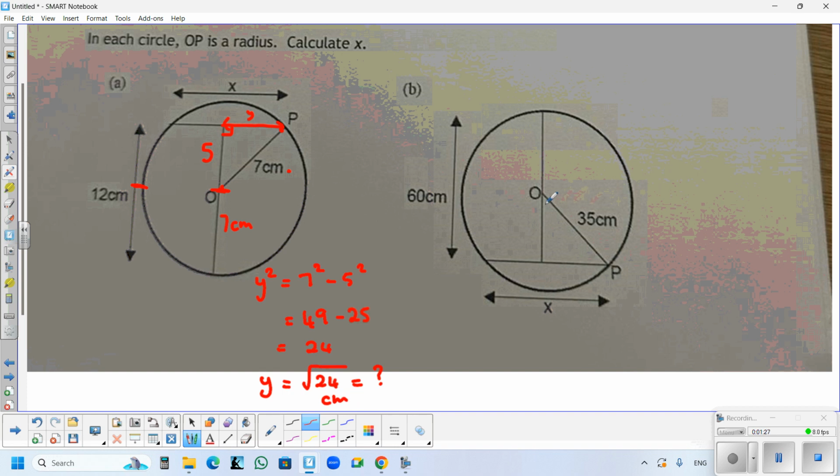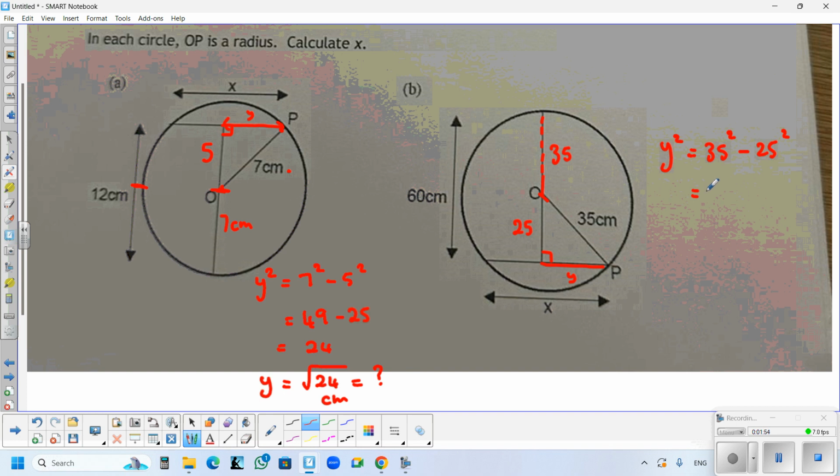This one's exactly the same. The radius is 35, so there's a radius as well. So that's also 35. From there right the way down to the bottom is 60, so that bit there is 25 centimetres. There's my right angle triangle. I'm going to work out that distance across there, which is y. So y squared is equal to 35 squared minus 25 squared.